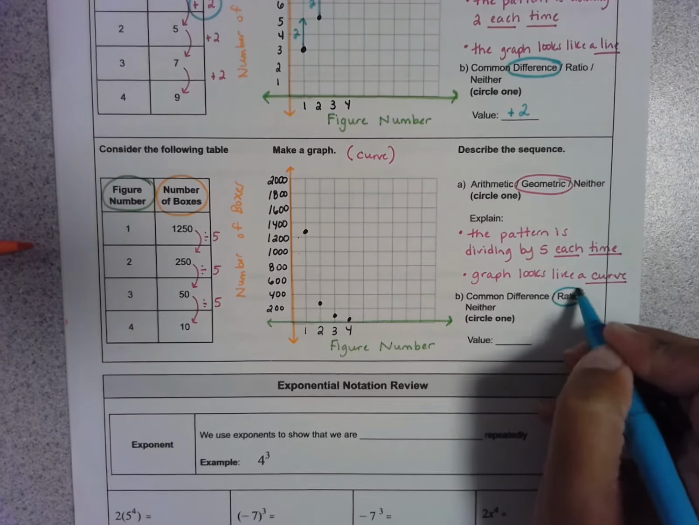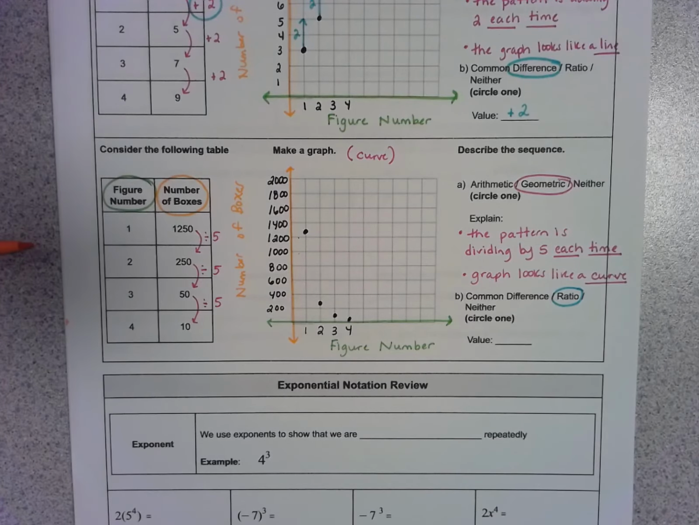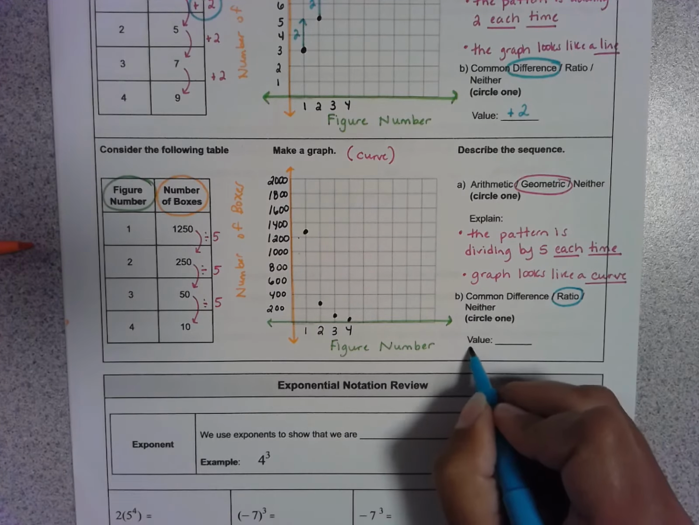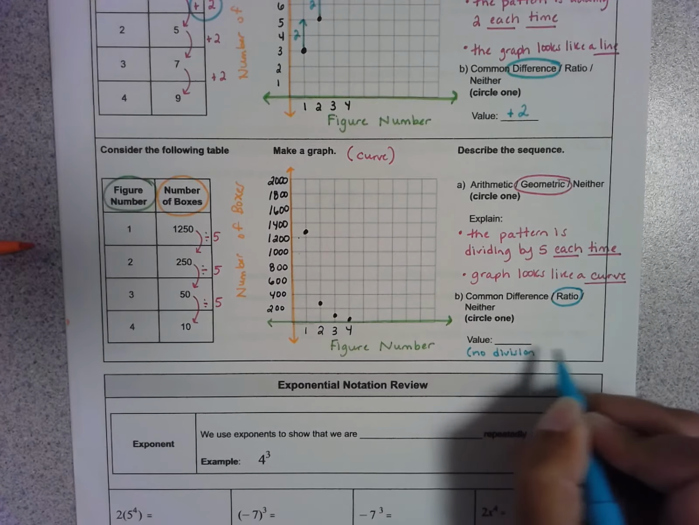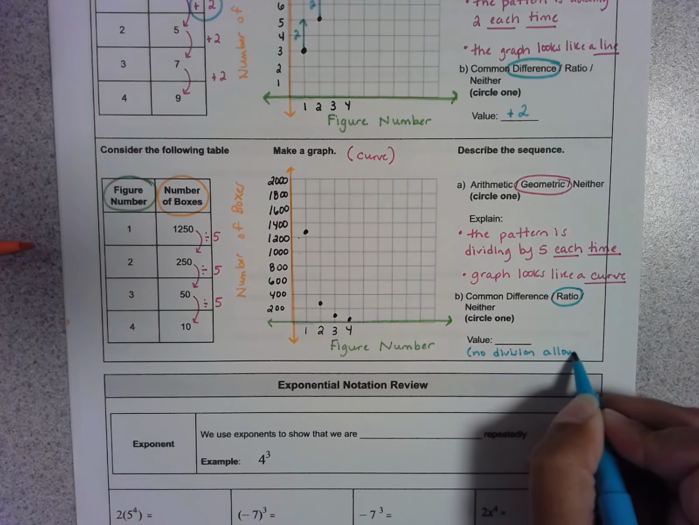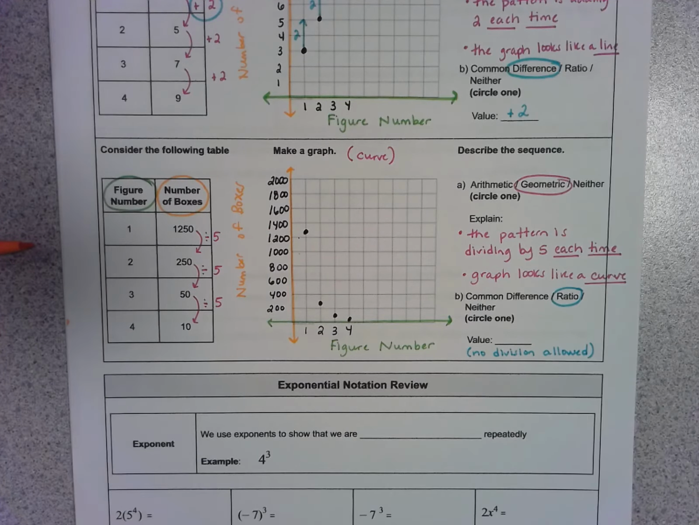Now, as soon as I've determined it was a geometric sequence, I'm going to know that I have a common ratio. Here's where geometric gets a little tricky. For your value here, you cannot use division. There's no division allowed when we talk about the common ratio. It always has to be multiplication.